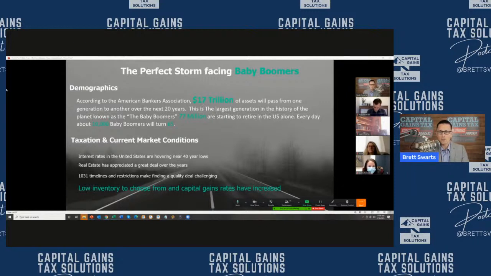Well, that's going on right now, literally, with what the American Bankers Association has found, that about 17 trillion, upwards of 20 trillion now, of assets will pass from one generation to the next in the next 20 years. And this is known as the largest wealth transfer in the history of the planet. And in fact, these baby boomers that are transferring this wealth, about 77 million, are starting to retire every day in the US. And in fact, there's about 10,000 turning 65 every day.